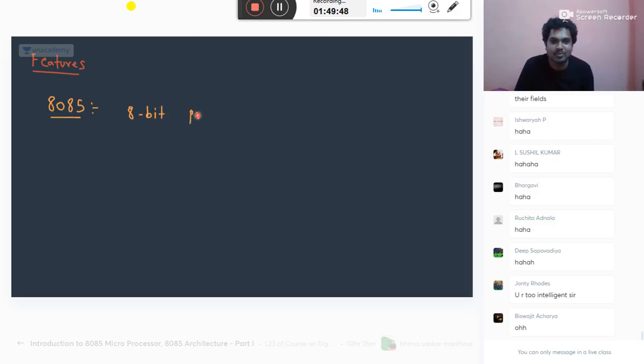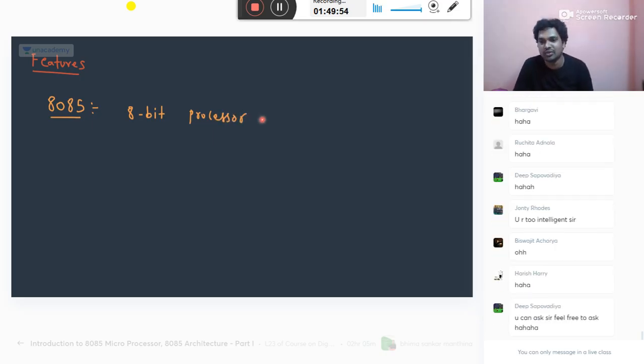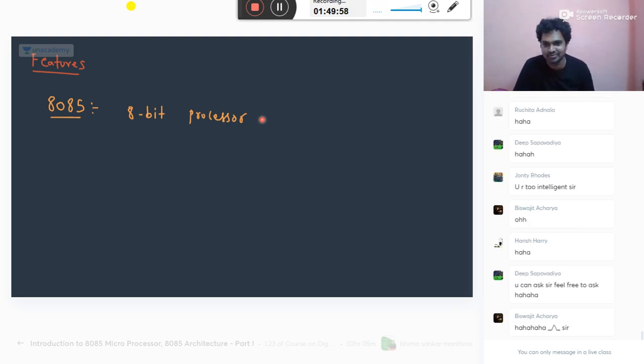It is an 8-bit processor. Okay, Intel's 8085 is an 8-bit processor.